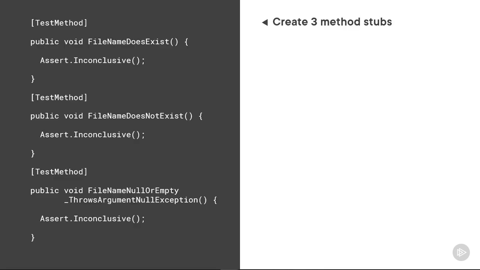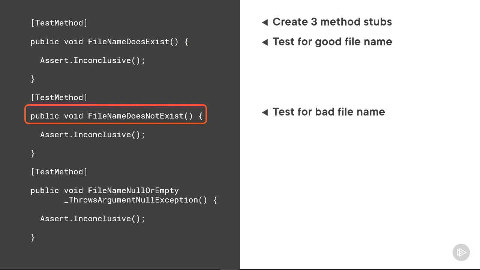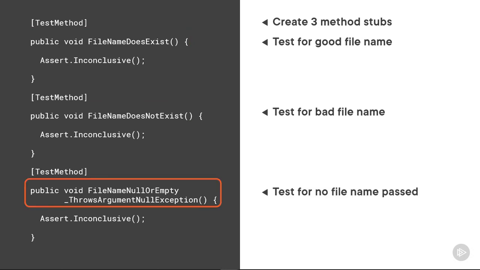We're going to create three method stubs. We'll create one that is file name does exist, so we'll test for a good file name. We're going to create a test for a bad file name, and we'll create a test for when no file name has been passed.